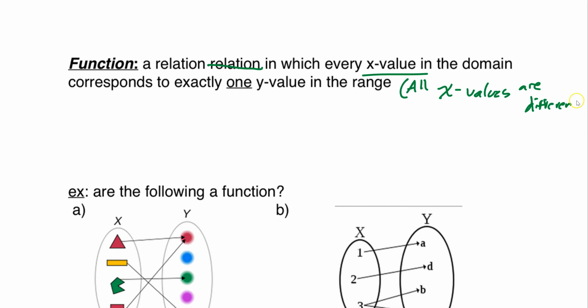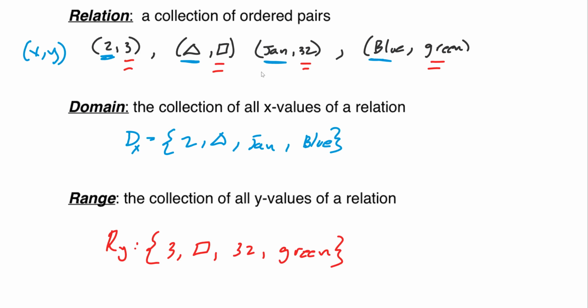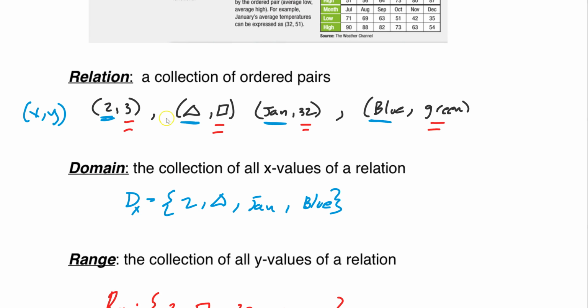So if you have a relation and you want to know if it's a function or not, all you have to do is check all the x values. If they're all different, it's a function. I don't care at all about the y's right now. If I want a function, all we care about is that all the x values are different. So I go back to my relation up here. My x values are 2, triangle, January, and blue. They're all different. This is a function.